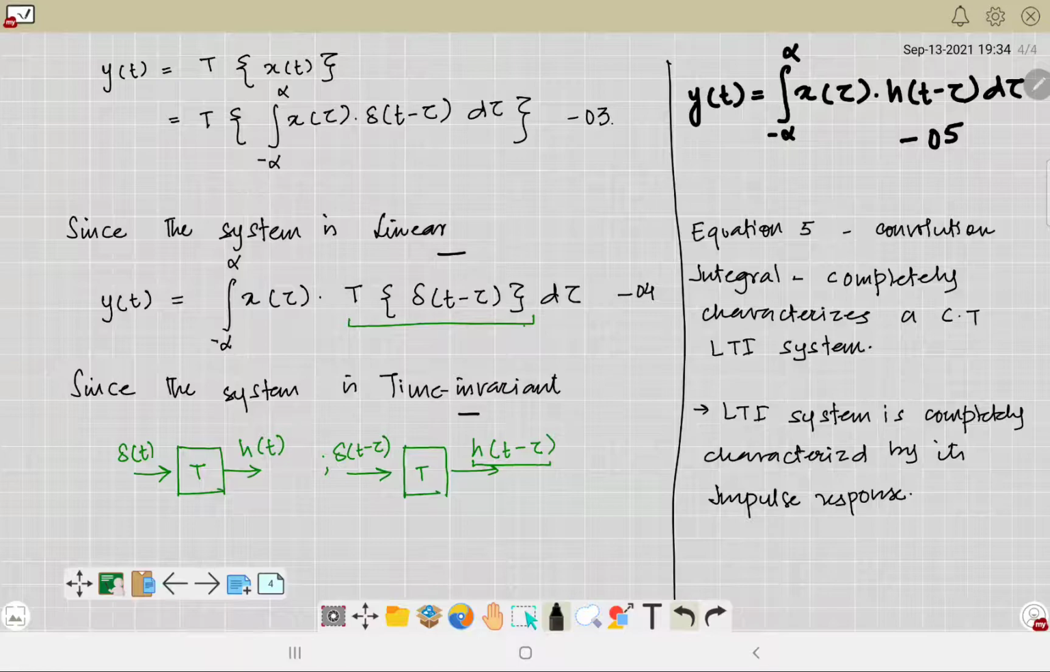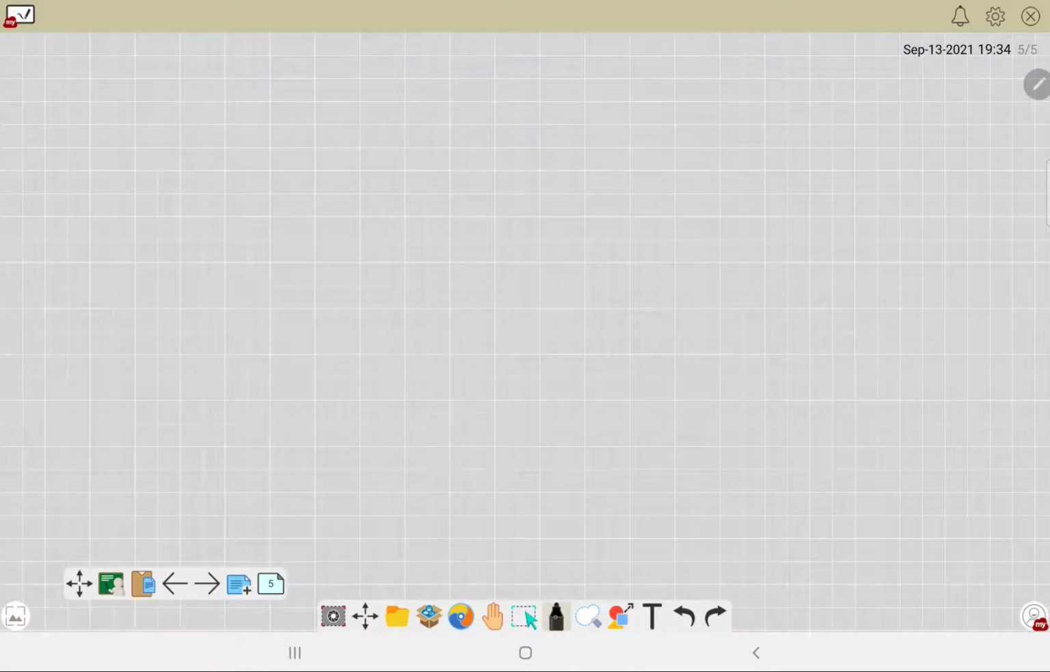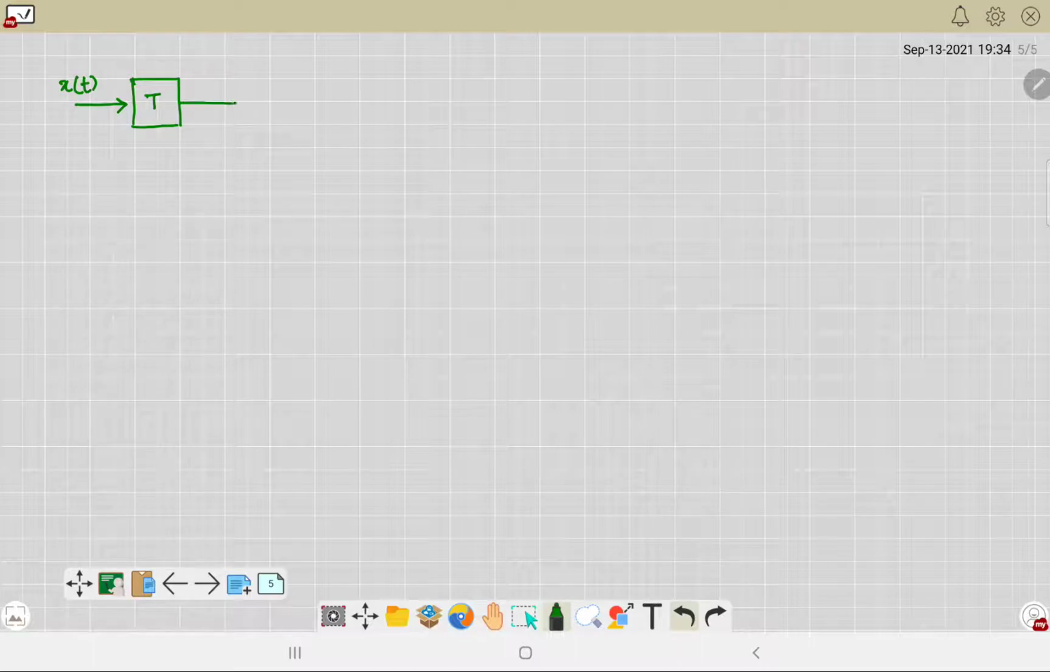So effectively what it means, it's very interesting. We'll try to show it graphically. It means I have a system T, which has a system property T. To this system you are feeding x of t and you are interested in knowing what the response of this system is going to be. This is an LTI system. So whenever I use T, it means an LTI system. I don't need to write it every time. So you have an LTI system, you are giving some arbitrary input x of t, and you are expecting some output, right?